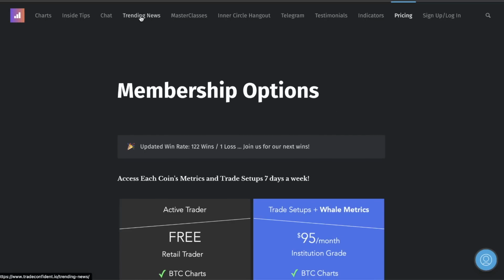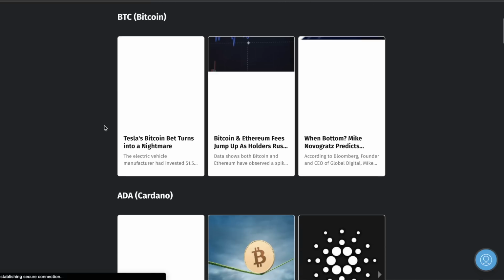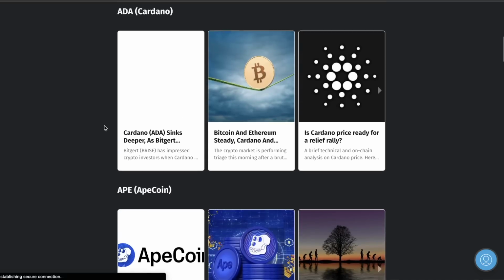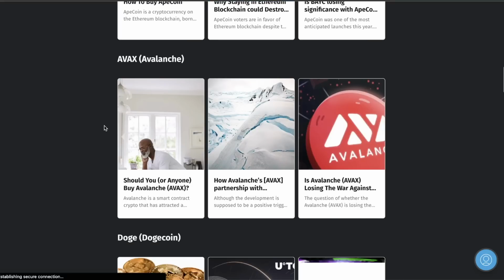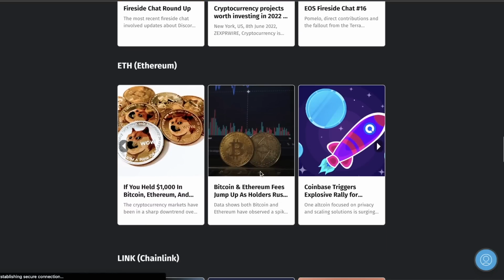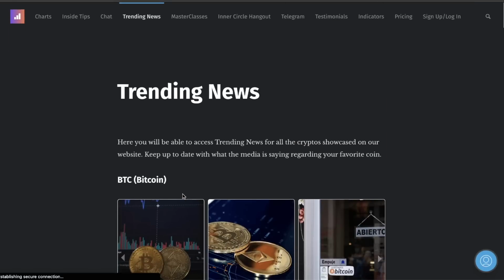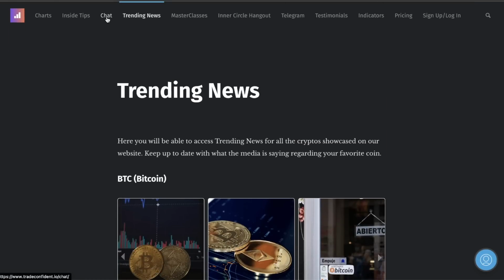And guys, take a look at this. Trending news. We have all the trending news for every single coin on our website. So if you want to get on here and you're like, I just want to know all the trending news for Avalanche, okay, there you go. You scroll down here. I want to know all the trending news right now for Ethereum. Everything you want is literally right here. So I think you guys are really going to enjoy this, and check out the chat if you'd like, and chat with some of our members.